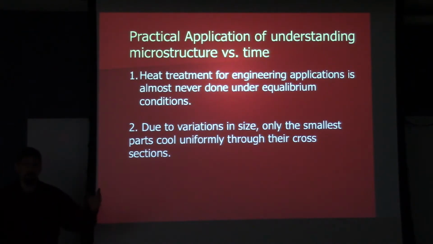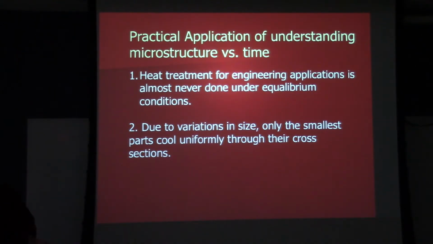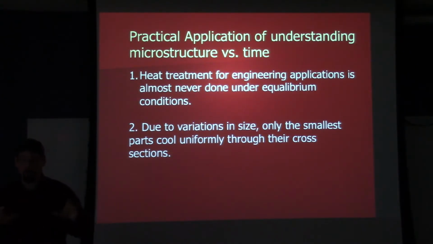If I give you a part that's 12 inches in diameter and a part that's 1 inch in diameter, they will cool at different rates. Even if they are the same composition, they're going to be cooling differently. Therefore, you're potentially likely to hit the nose of that curve for that alloy. So again, on the practical side, we have to pay attention to sizes.